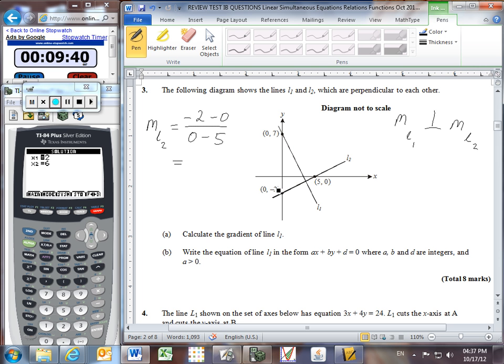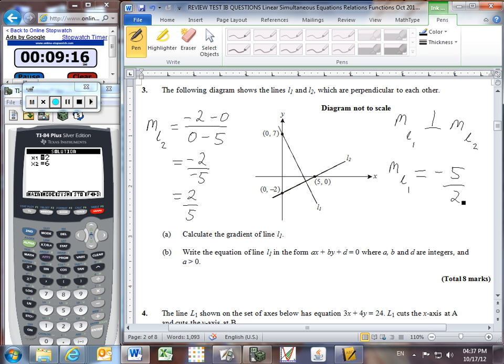If I did this point minus this point for the y's, I must do this point minus this point for the x's. And please remember the y's go on the top, the x's go on the bottom. This gives me -2 over -5, or if the negatives cancel out, I get 2/5. And so the slope of line 1 then must be the negative reciprocal, -5 over 2, and I've solved part A.